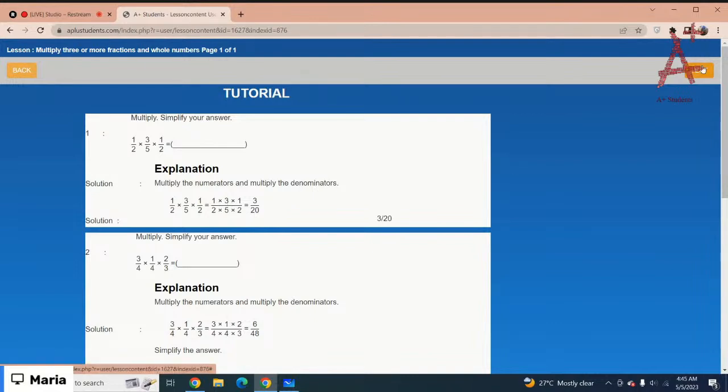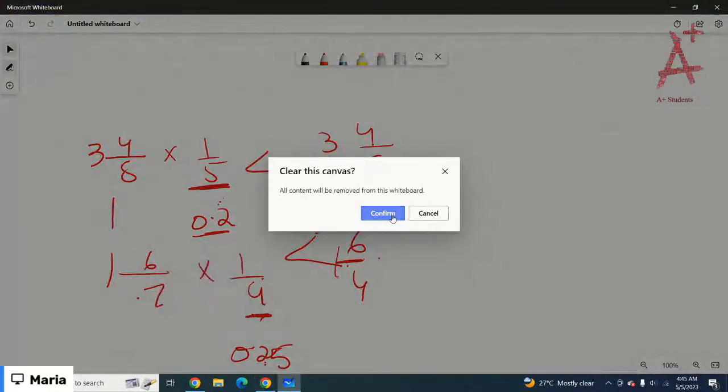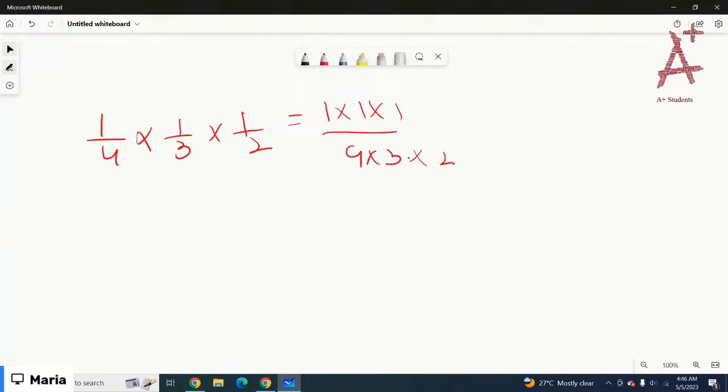Let's start with the test question. Okay, you have to do 1 by 4 times 1 by 3 times 1 by 2. It is 1 over 4 times 1 over 3 times 1 over 2. You have to multiply all the numerators, so all the numerators are 1, and then you have to multiply all the denominators. So it would be 1 times 1 is 1. Then you have 2 times 3 is 6, and 6 times 4 is 24. So the correct option is 1 over 24.